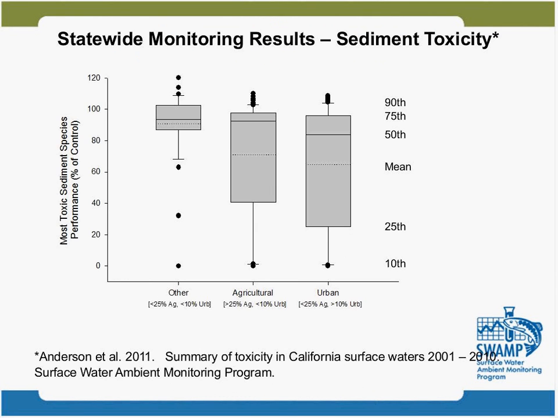Now, concluding this slide too, this is from the recent 2011 statewide toxicity evaluation. It basically evaluated all of the SWAMP data and also included this SPoT 2008 data. This is a box and whiskers graph, and you can see the dotted line here are mean values. On the y-axis are the most toxic sediment samples.